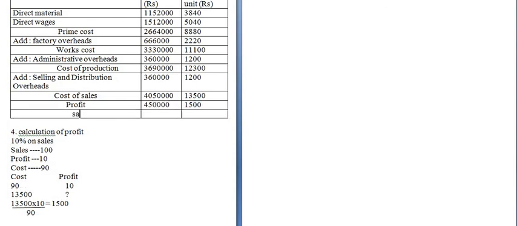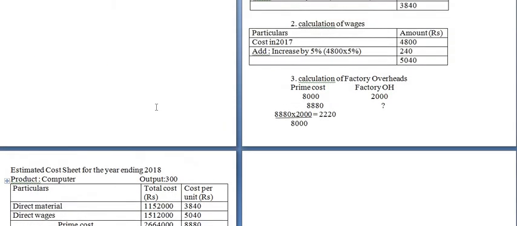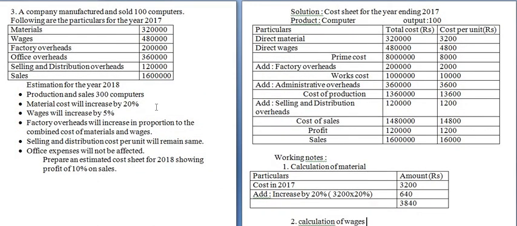Okay, now sales. Find out sales. Cost of sales plus profit. So that will be 45 lakhs. So it's 15,000. Okay, this is the problem. Hope the problem is clear to you all? A similar type of problem we will solve again in the next class. Okay, solve it. Okay, see you in the next class.